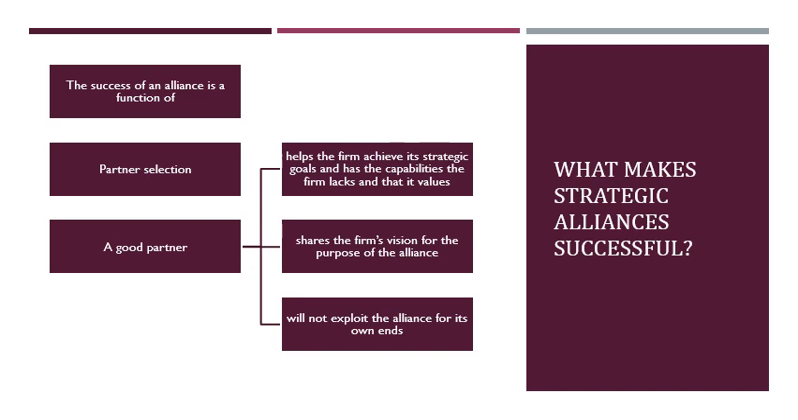Now, a good partner shares the firm's vision for the purpose of the alliance. It is very important that the core values of the firms are appreciated and acknowledged by both partner firms. The reason is that when you do not share your vision with your partner or alliance firm, there would be differences in your approaches and this will not work out. And a good partner will not exploit the alliance for its own ends, because they will work for a common goal for the achievement and fulfillment of the common objective. So they will not work for their self benefits, rather they will opt for mutual benefits.